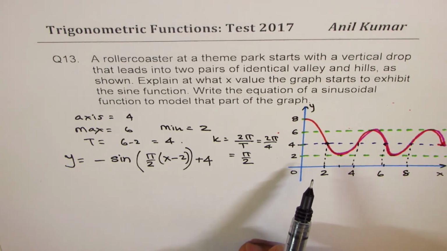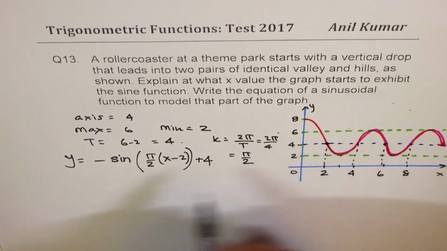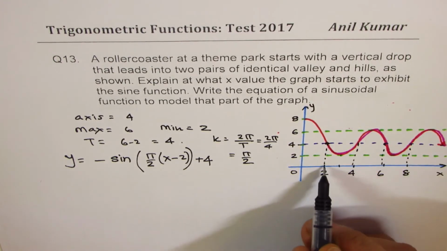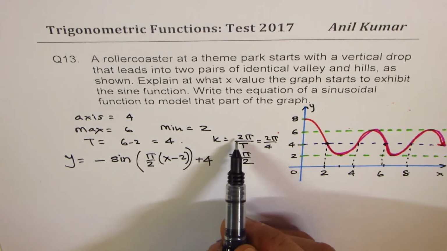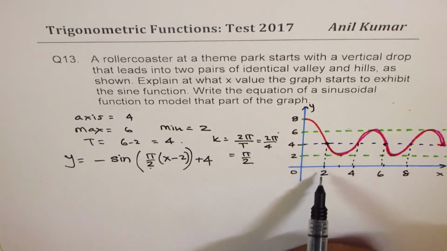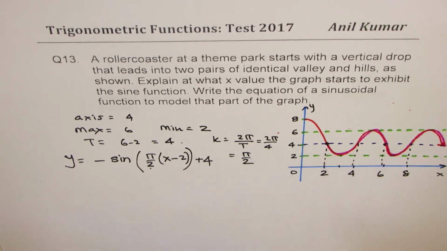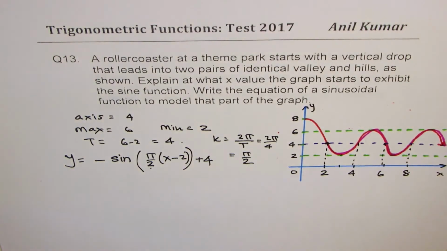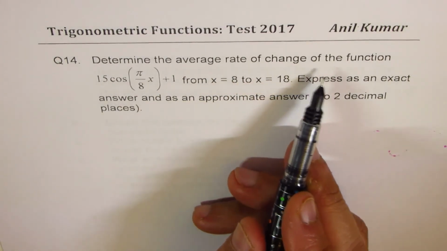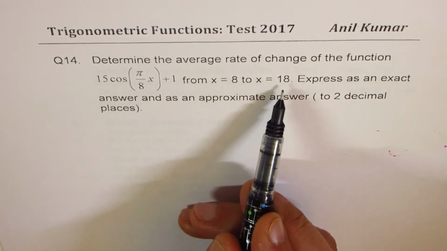Feel free to make your suggestions on this particular question. So don't go before this, okay? So minus sine, so it goes down first. One wave is in 4 seconds time period, right? Time period 4. So k value is 2 pi by 4, which is pi by 2, right? That is the k value. Phase shift, since it happens at x equals 2, so towards the right, minus 2, and 4 is the axis. Perfect. So let's move on to question number 14. Question number 14. Determine the average rate of change of the function 15 cos(pi by 8 x) plus 1 from x equals 8 to x equals 18.